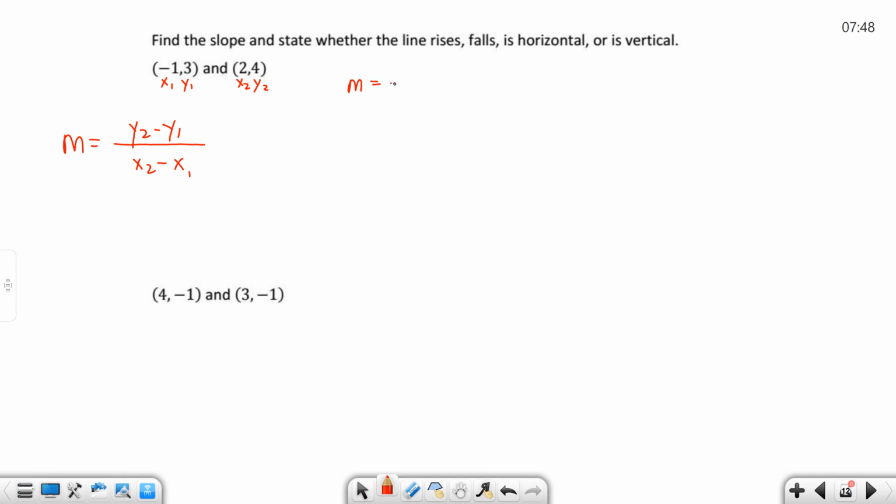So M equals, all right? So here Y2 is 4 minus Y1 is 3, right? So 4 and 3. And then over X2, if I start with Y2, 4, I've got to start with the point that goes to it. So that's got to be 4 and 2 here, right? So it's going to be 2 minus, and X1 is a negative 1. I'm going to show that this time. I'm going to show minus a negative 1.